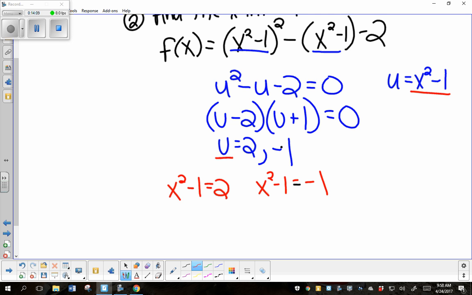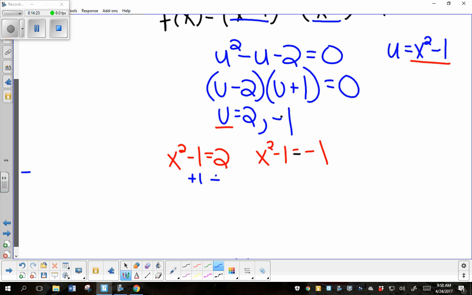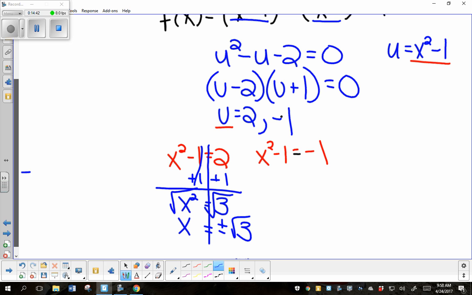There's a squared in it, but since there's not an x squared and an x, I can just do this normally. Now, actually, this one, we could factor it if you wanted to, or you can just solve for x the normal way. What would you do to each side to get x by itself? Yeah, add 1. So x squared equals 3. Nice. So I have to square root each side, and whenever we square root each side, like Carson said, we have to put the plus minus. So x equals plus minus root 3.